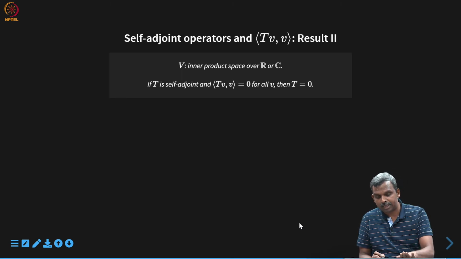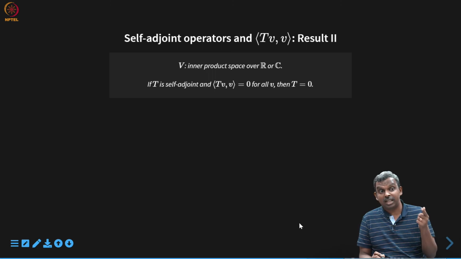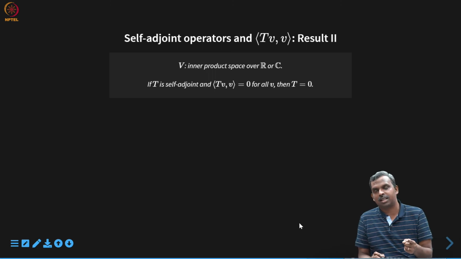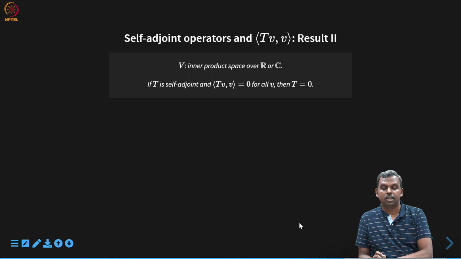Notice once again, contrast this with the result. If you don't put in the self-adjoint condition and only say ⟨Tv, v⟩ is 0 and the inner product space is real, you cannot say T is 0, because there is the 90-degree rotation that makes ⟨Tv, v⟩ 0 even when T is non-zero in a real inner product space. In complex inner product spaces, we know that can never happen. Now if T is self-adjoint, even in a real vector space, if ⟨Tv, v⟩ is 0, then T has to be 0. So that's a nice property that self-adjoint gives you in real vector spaces.